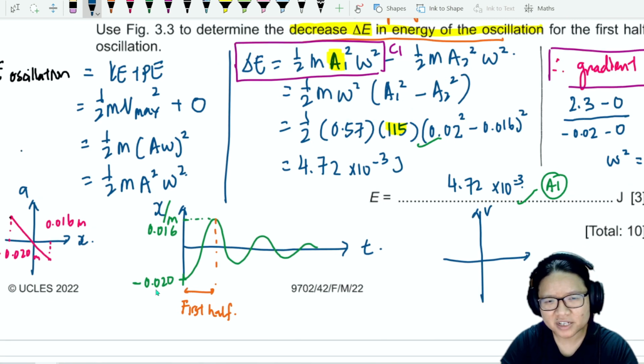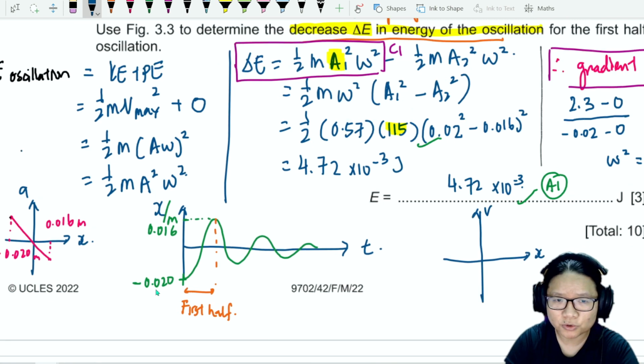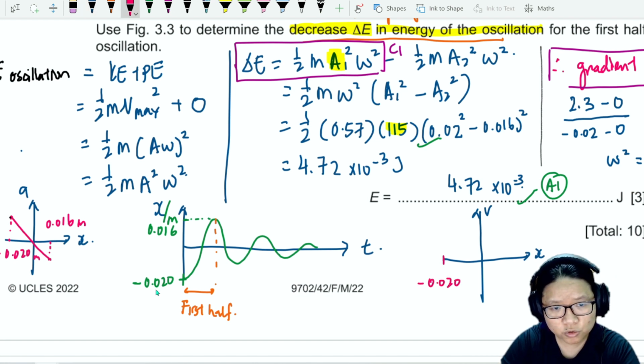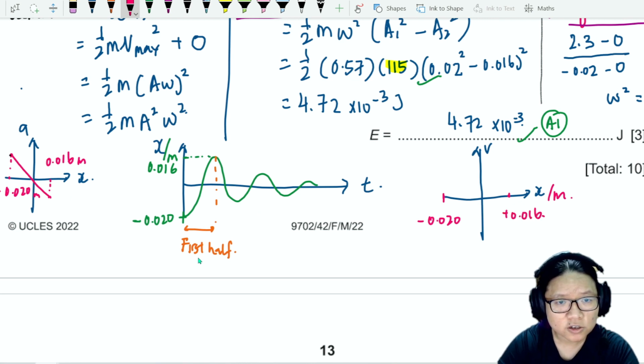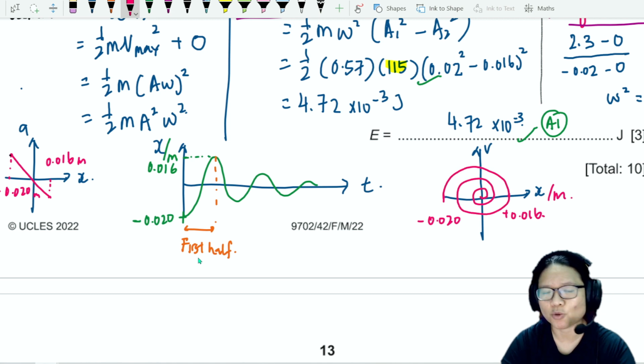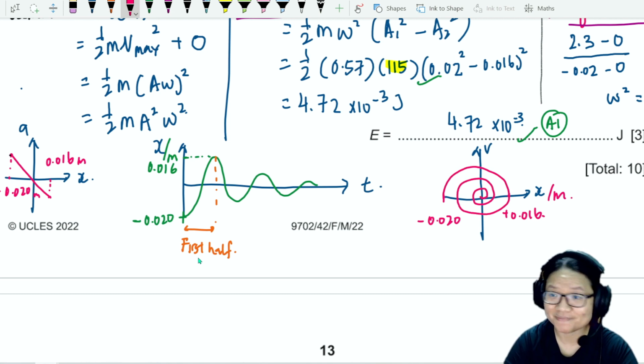This is just a bit of an extension, just to grow your brains a bit. So we're going to start with negative 0.020. Again, this one is in meter. Then we'll start from here, and this one will be positive 0.016. So it's going to go like this, and it's sort of like a spiral inwards with smaller and smaller Vmax. Your Vmax will decrease. It's a kind of cool graph.